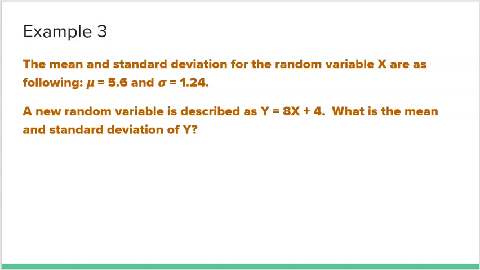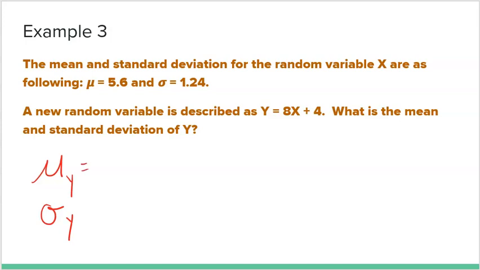This is kind of a generic one, which you'll typically see on an AP test. All right, the mean and standard deviation of a random variable, x, I have no idea what it is, but the mean and standard deviation are 5.6 and 1.24. So a new random variable is described as 8x plus 4. So it's y equals 8x plus 4. So what is the new mean and the new standard deviation for y?